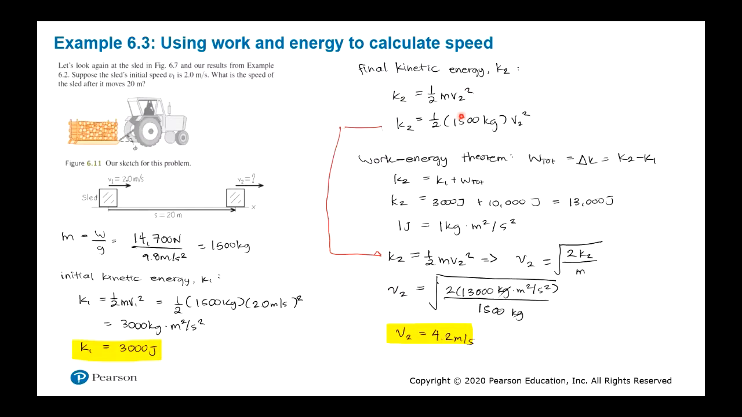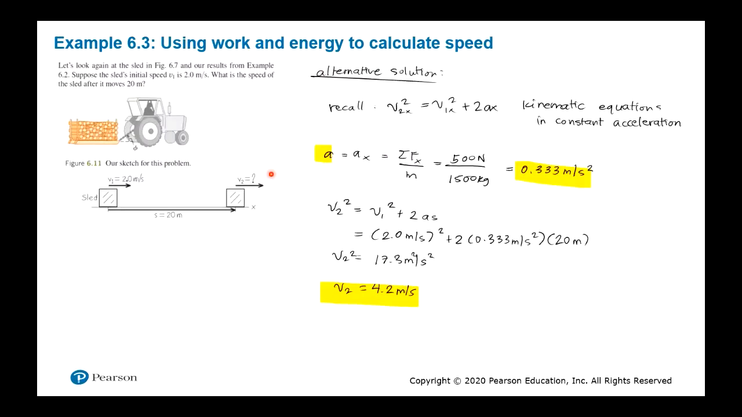We can use the equation for kinetic energy, K2 equals 1/2 mv₂², and rearrange that to isolate V2, giving us V2 equals the square root of 2K2 over m. Plugging in our values, we have 2 times 13,000 kg·m² per second squared over 1,500 kilograms. Let's get the square root of that, and our final speed is 4.2 meters per second.